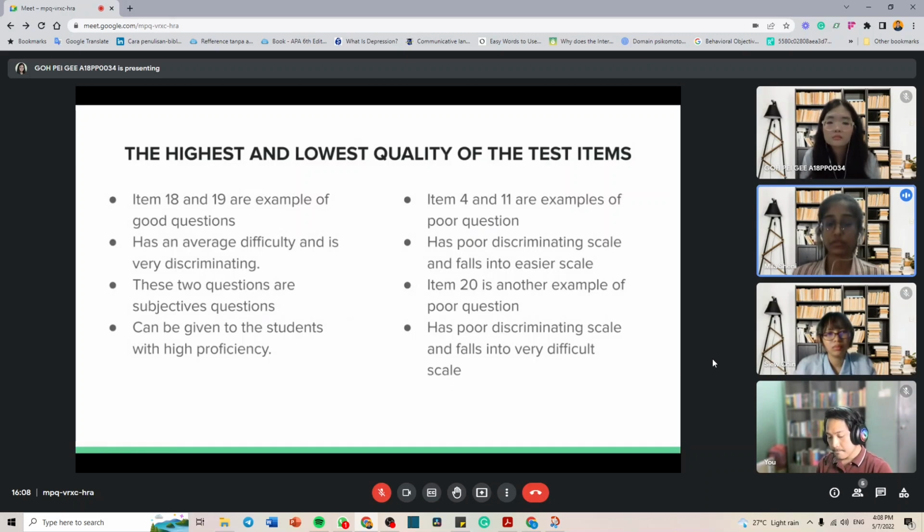The next one is the lowest quality of test items. These are item 4 and item 11. They have a poor discriminating scale and fall into the easier scale. This shows that both of these questions are not challenging enough for the students. Next, item 20 is another example of a poor question. It has a poor discriminating scale and falls into the very difficult scale. This question hinders students from answering the question properly.